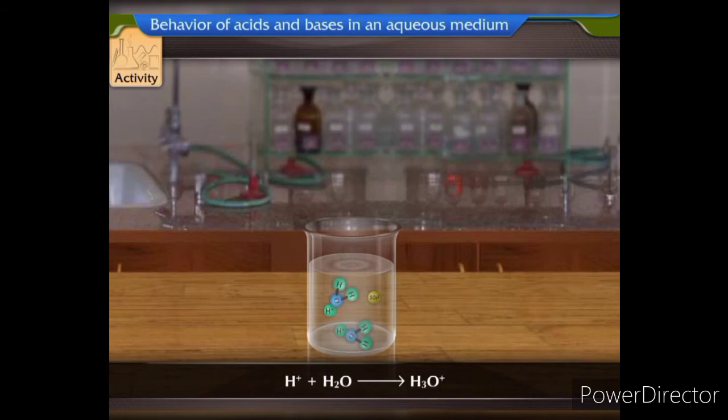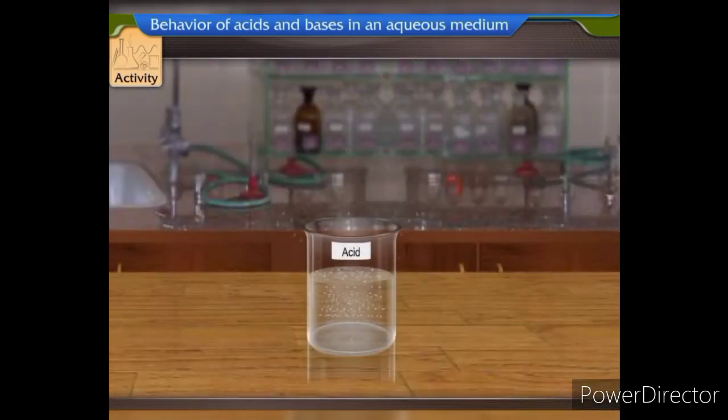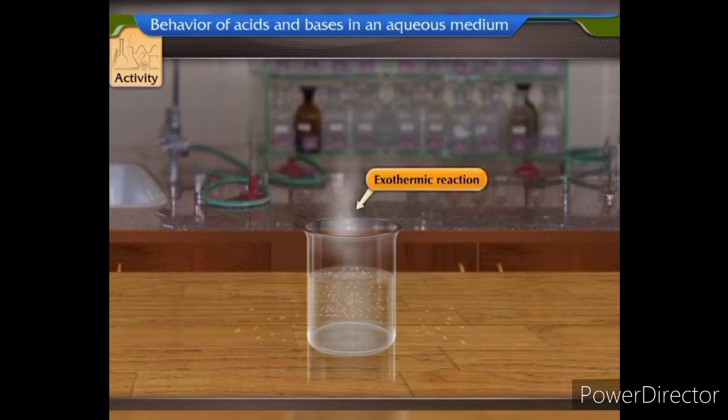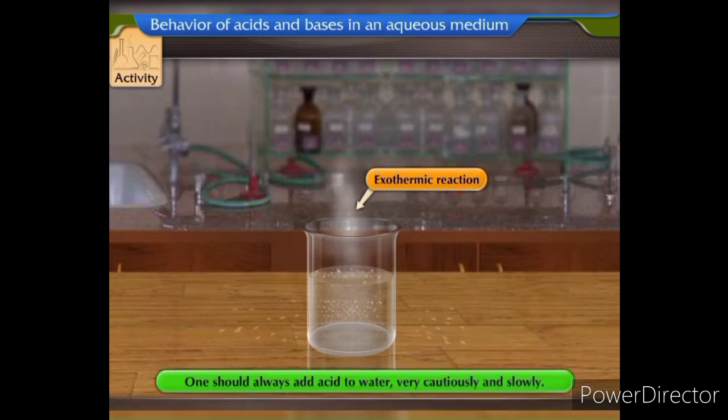Always remember that it is dangerous to add water to an acid. This being an exothermic reaction, a lot of heat is generated. This heat generated may cause splashing of the mixture, which may cause burns. Therefore, one should always add acid to water very cautiously and slowly.